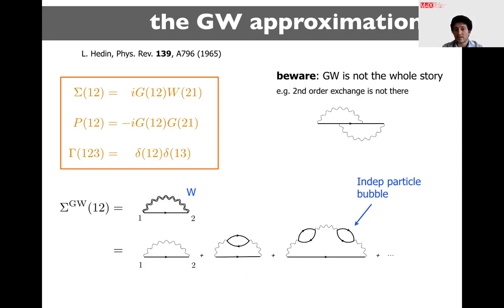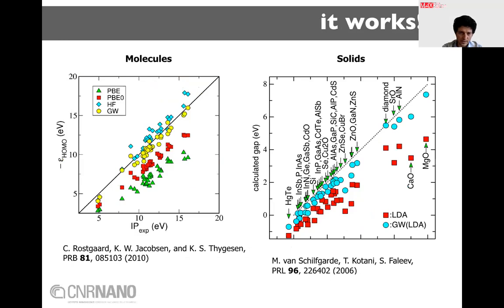A first diagram that is missing is already at second order, and it is a second order exchange diagram that is actually not in the GW self-energy. And this would have an impact on, for instance, self-interaction issues that I'm going to discuss by the end of this presentation. So how does it work? Well, it works very well. The GW has been used extensively since the 80s numerically and applied to a number of systems.